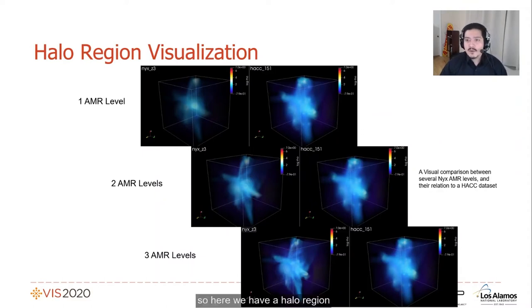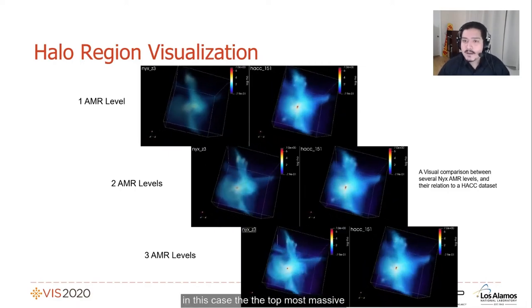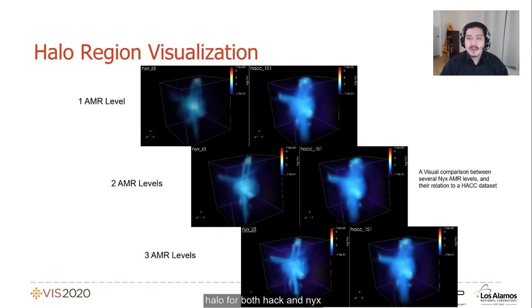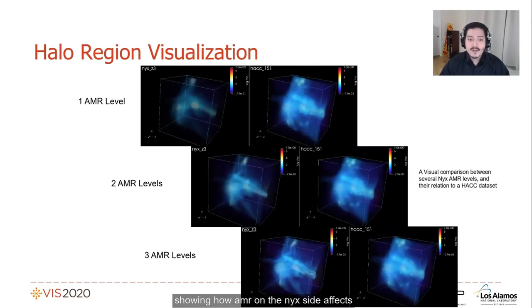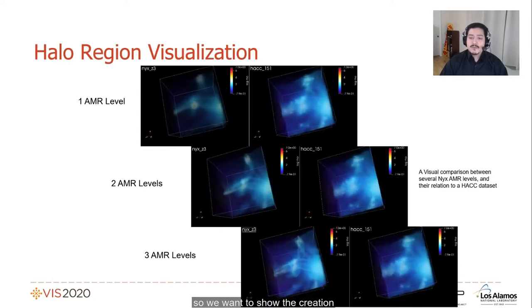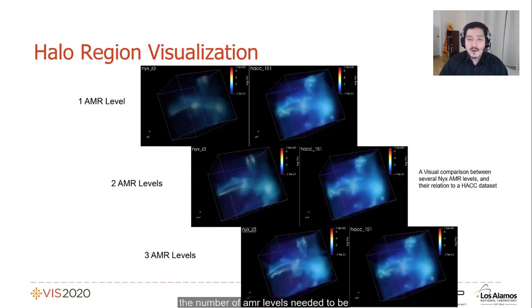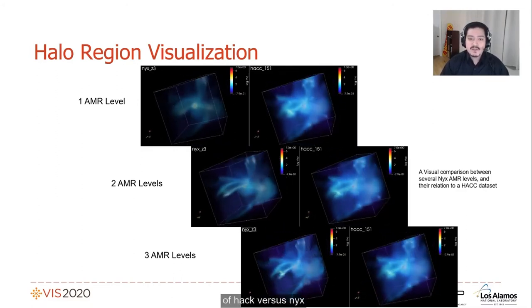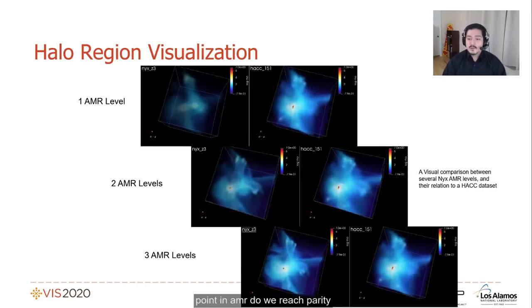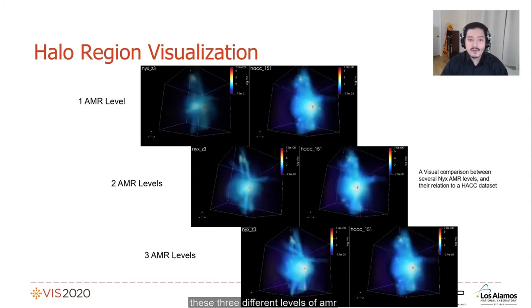So here we have a halo region visualization. And here's an example of halo comparative vis. We're actually comparing the different halo regions, in this case, the topmost massive halo for both HACC and Nyx. And to add to the mix, we're also showing how AMR on the Nyx side affects the evolution of halos. So we want to show the creation of these regions and structures, and we want to come up with the number of AMR levels needed to be able to match, say, the structure of HACC versus Nyx. So we would like to know up to which point in AMR do we reach parity, and to see whether or not the models keep up as we go even beyond these three different levels of AMR.